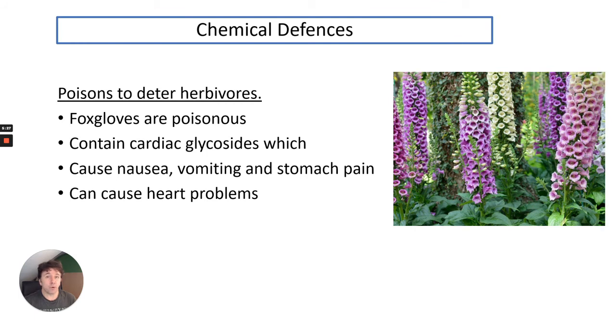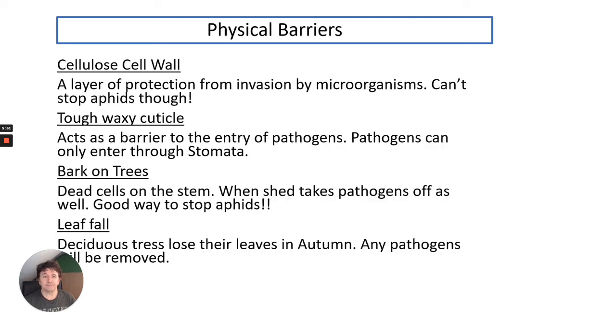Also, they might have poisons to deter herbivores. We've talked a lot about foxgloves before. Foxgloves are poisonous. They contain what we call cardiac glycosides, and those can cause nausea, vomiting and stomach pain. So it's definitely going to stop insects and other animals from eating them. In humans, it can also cause heart problems.